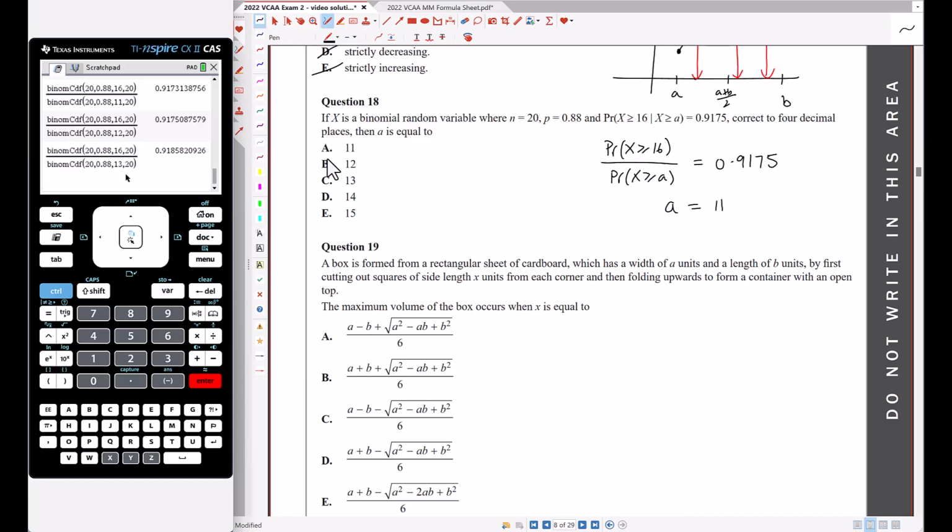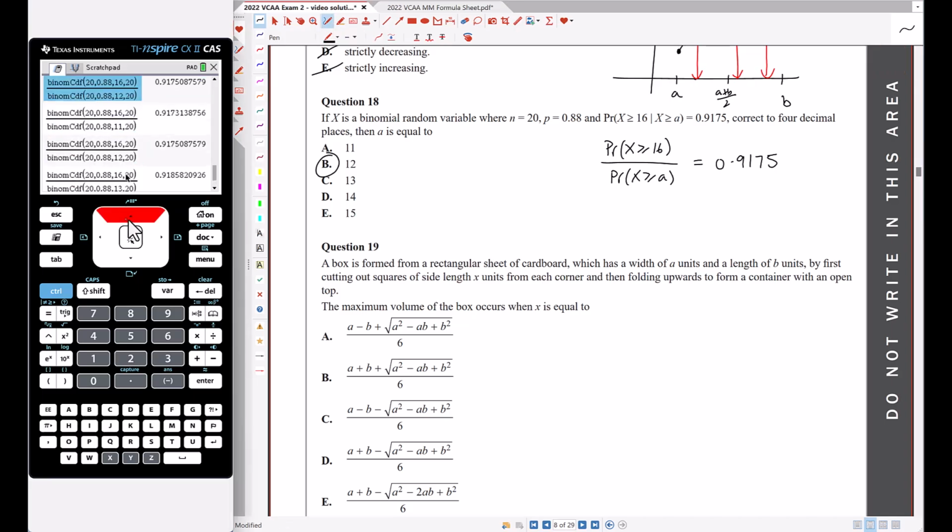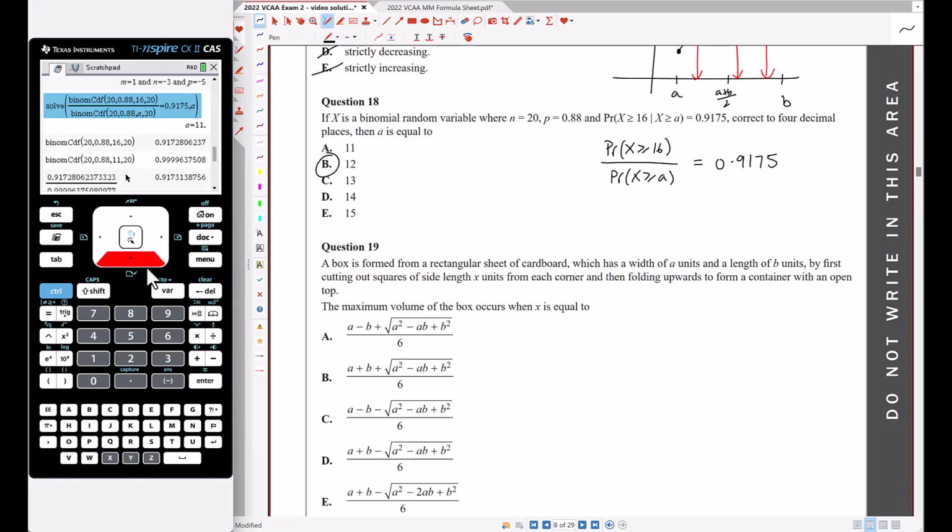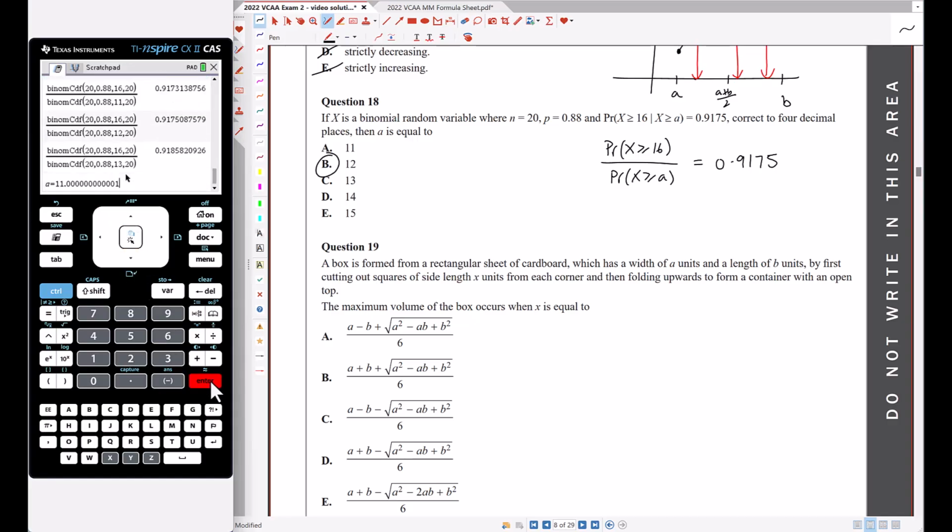It's interesting that solving the equation didn't actually give me the right answer. So be a bit cautious about solving those equations with binom PDF and binom CDF in them. I suspect it was a rounding thing. This answer here isn't exactly 11, it's actually just slightly over 11, and so we're going to need 12. But I wouldn't be making that assumption. I think you're better to test the options rather than solve the equation.